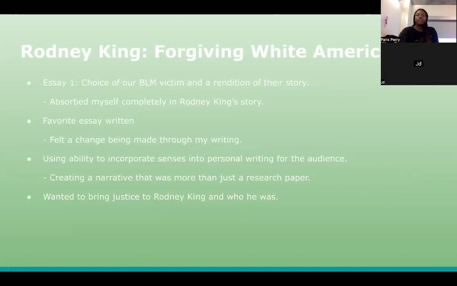So the first artifact that I'm going to go over is the Rodney King artifact. My essay one was called Rodney King Forgiving White America, and it was basically a rendition or a narrative of a specific BLM victim of our choice. I had always been very interested in Rodney King, not only his situation, but him as a person because of what he had been through before and after the beating. And also I was into the events that I portrayed in South Central LA during that time.